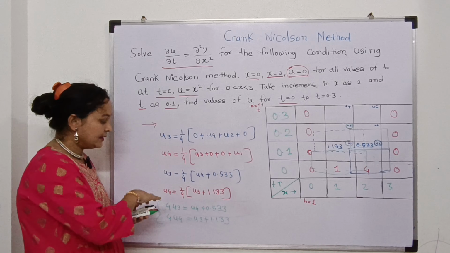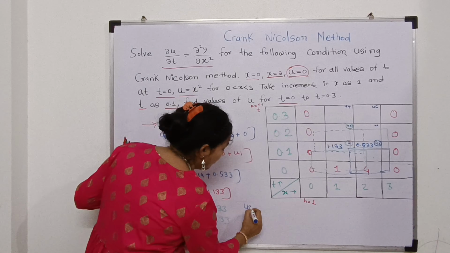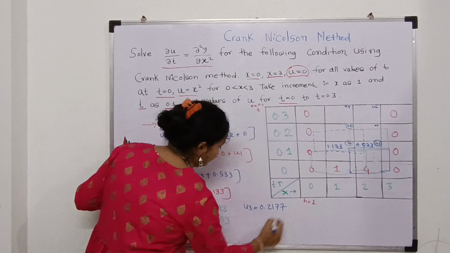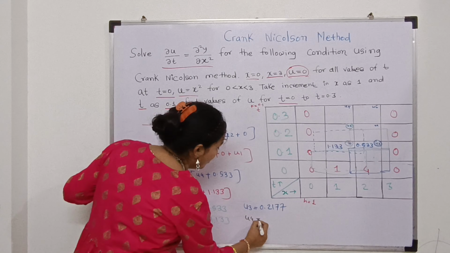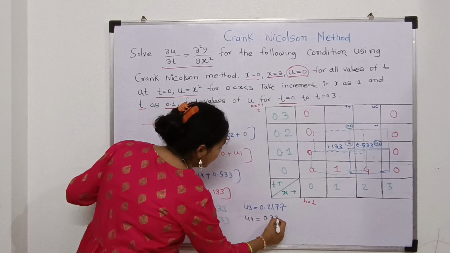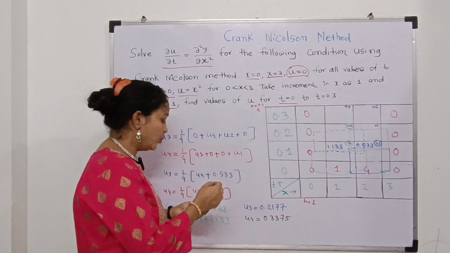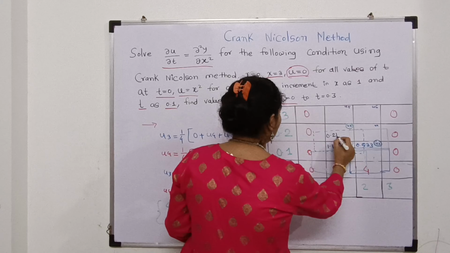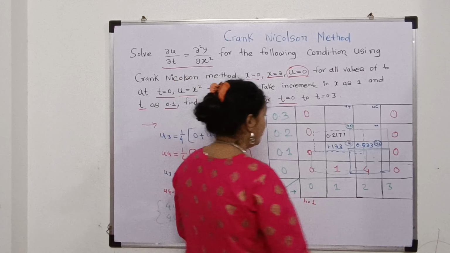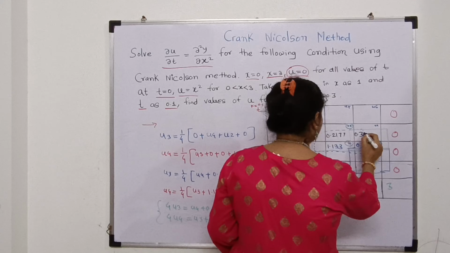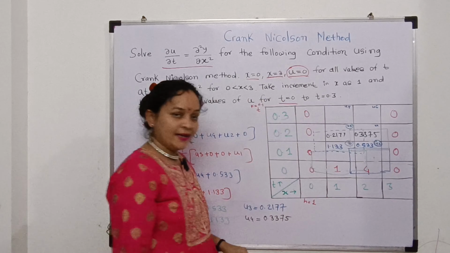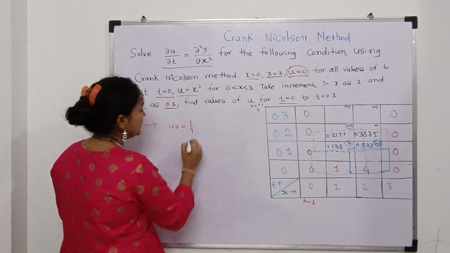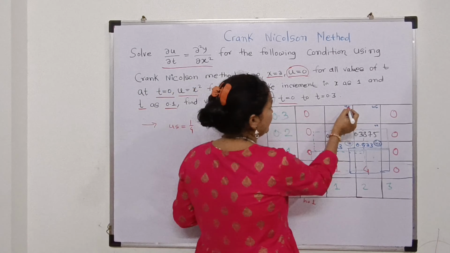So again you have two equations and two unknowns. If you solve these simultaneously, the u3 value become 0.2177 and you are getting the u4 value that become 0.3375. Put the values over here, that is u3 become 0.2177 and u4 become 0.3375, right?